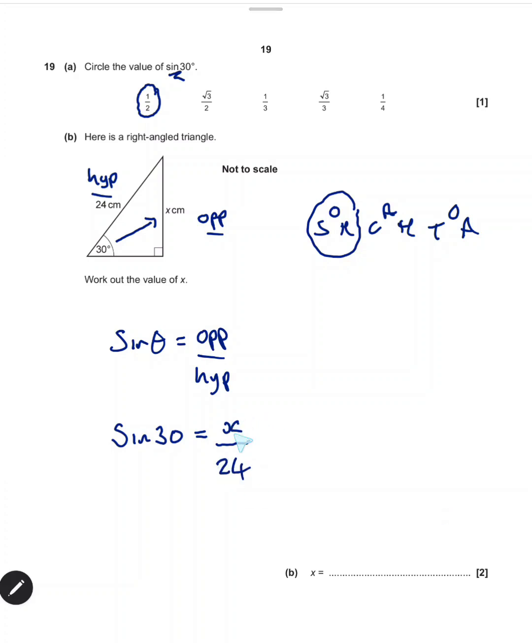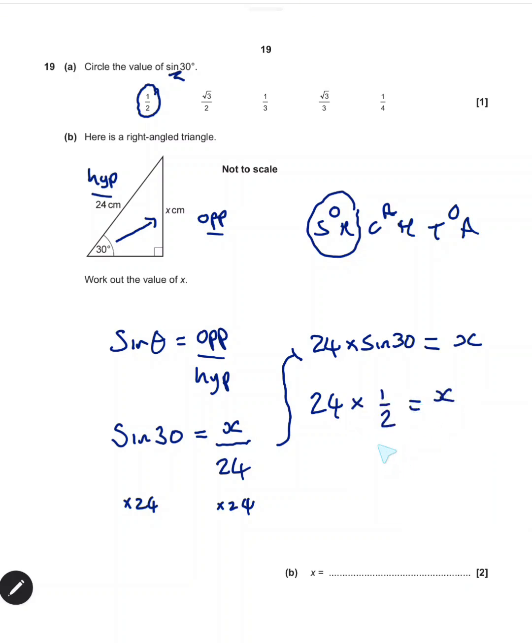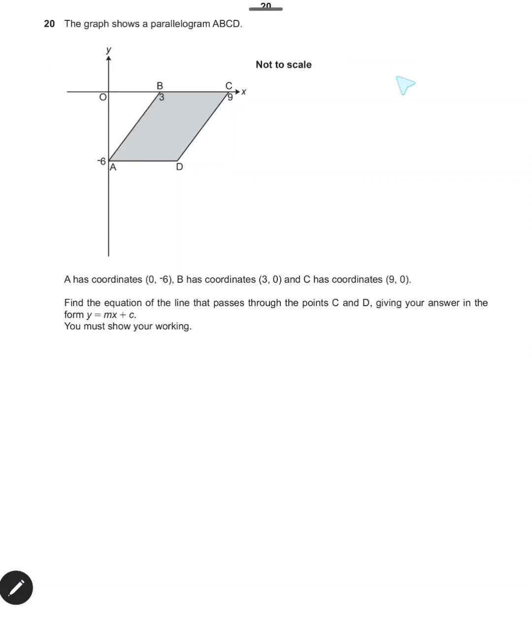If we want to find the value of x, we need to multiply both sides by 24 to get rid of this divide by 24, and we end up with 24 times the sine of 30 equals x. Part A of this question guided us towards sine of 30 being a half, so this becomes 24 times a half equals x. Again, non-calculator, but this is easier than it looks. This is just saying what is a half of 24. 12 is a half of 24. And there's your answer, 12.